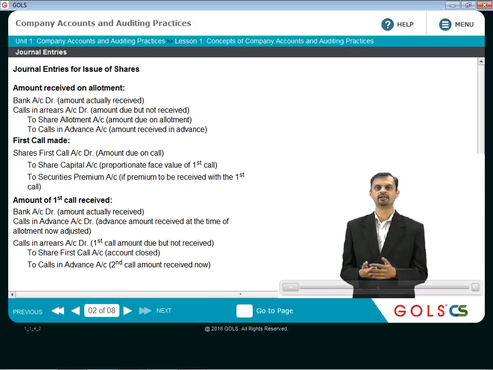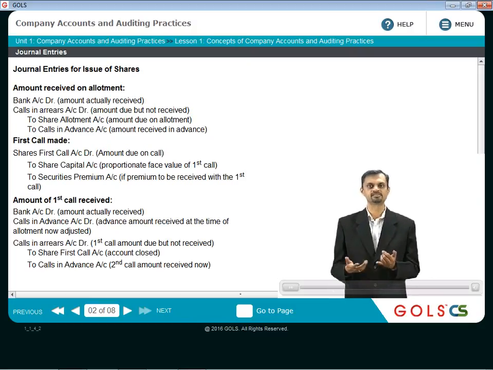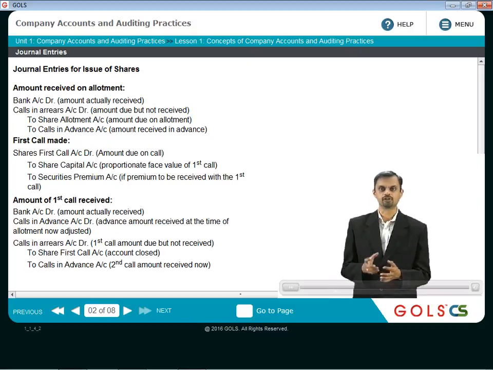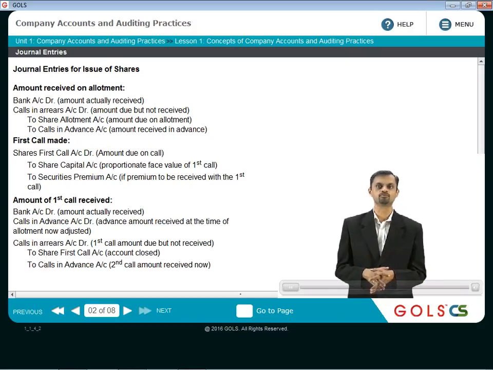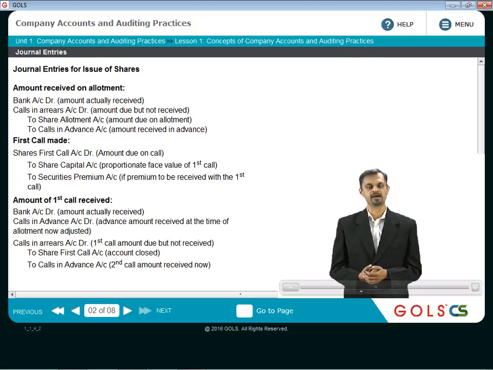So your combined entry will be bank account debit to the extent of the money received, calls in arrears account debit to the extent of money not received on allotment, to share allotment account to close the share allotment account which earlier you had debited, and to calls in advance account to the extent of money received in advance by the company ahead of the future calls from the shareholders. So the logic is the same as the allotment.